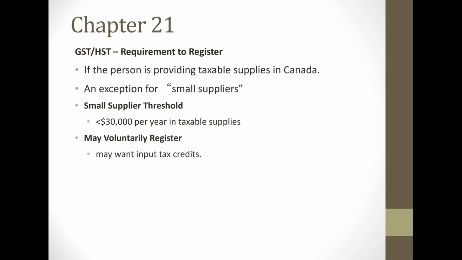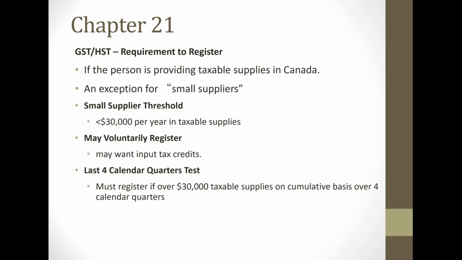Now, you may want to voluntarily register to charge GST and HST because that will allow you to claim your input tax credits. If you voluntarily register as a small supplier, you will have to charge GST/HST, but then you could claim all the GST and HST that you pay for your expenditures in your business.